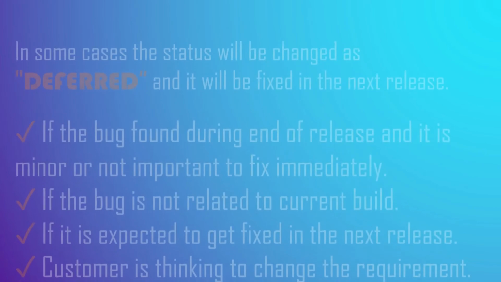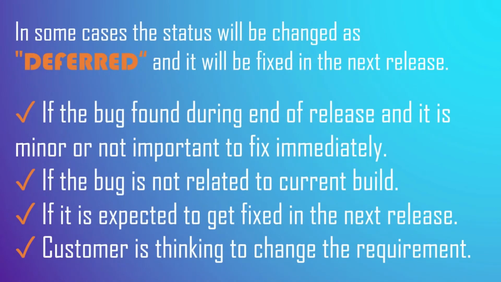Deferred. In some cases the bug status can be set by the project manager or supervisor as deferred. This is done if a bug was found near the release end and the bug is small, so things are not important to fix immediately. Also if the bug is not related to the current build, if it is expected to be fixed in the next release, or if the customer is thinking about changing the requirement. In such cases the status changes to deferred and it will be fixed in the next edition.